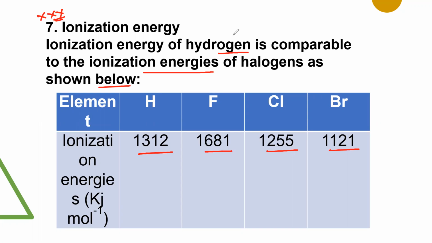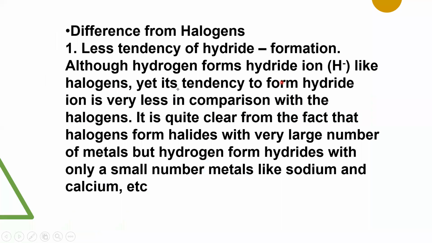Now we'll see. These are the similarities we have: atomicity, oxidation state, affinity for metals, affinity for non-metals, liberation at anode, and ionization enthalpy. These are the similarities we have.